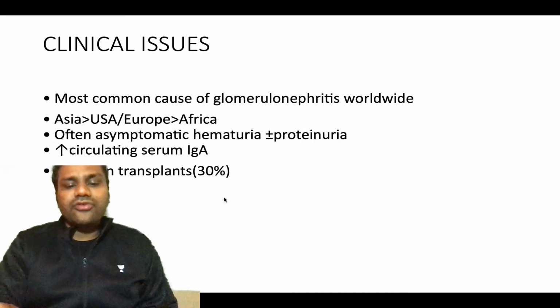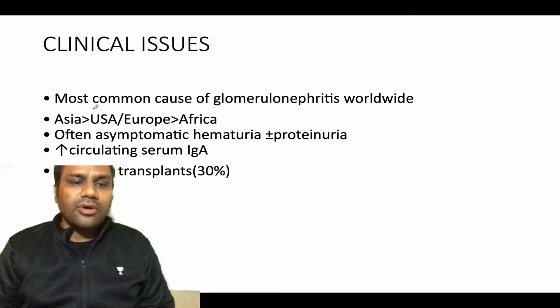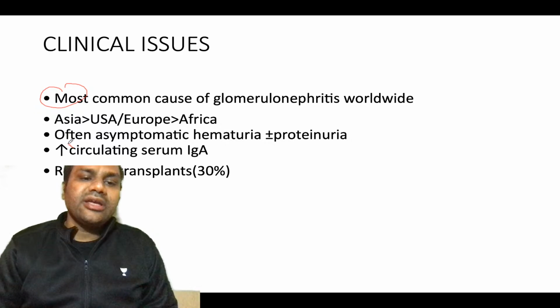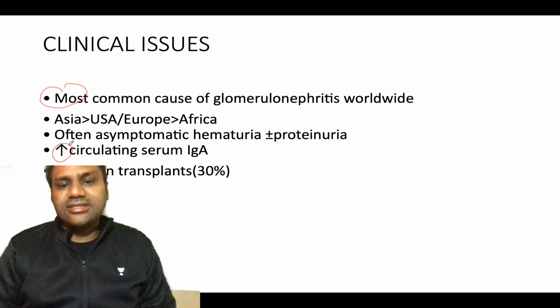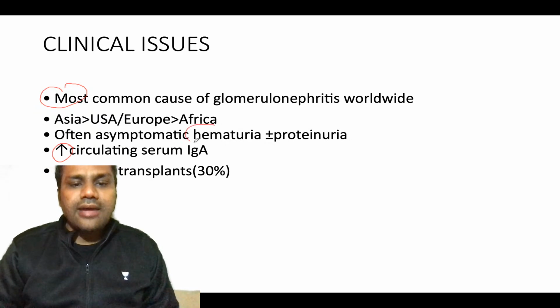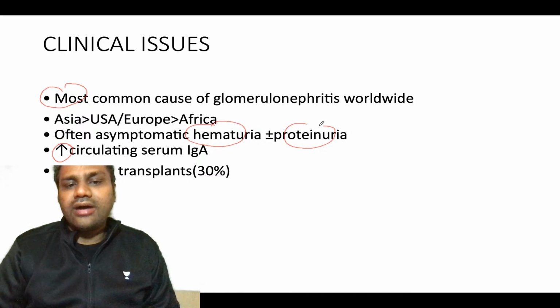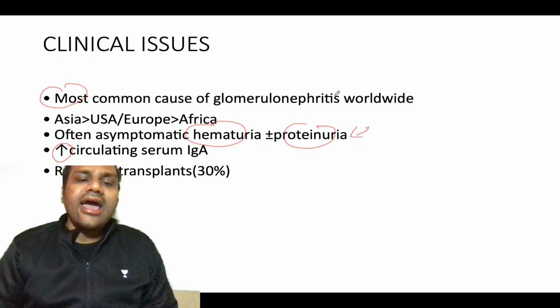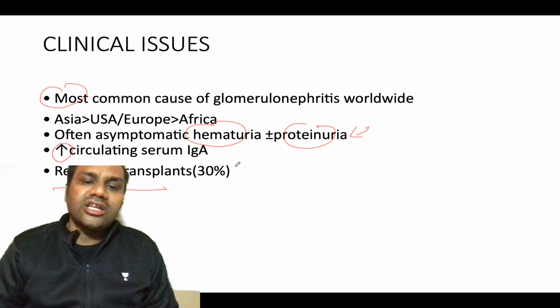Now, the most common cause of glomerulonephritis worldwide, we have talked about this. There will be increased circulating serum IgA in these conditions. Okay, the main symptom is hematuria with or without proteinuria. Proteinuria occurs late, and it recurs in transplant in 30% of the cases.